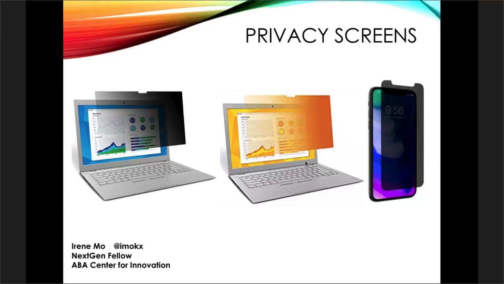For cell phones, I like privacy screens from Zagg. They have a lifetime warranty on all your screen protectors, and Zagg's privacy screen doesn't interfere with barcode readers, so you don't have to worry about having extra hassle at TSA or when you're scanning tickets on your phone.